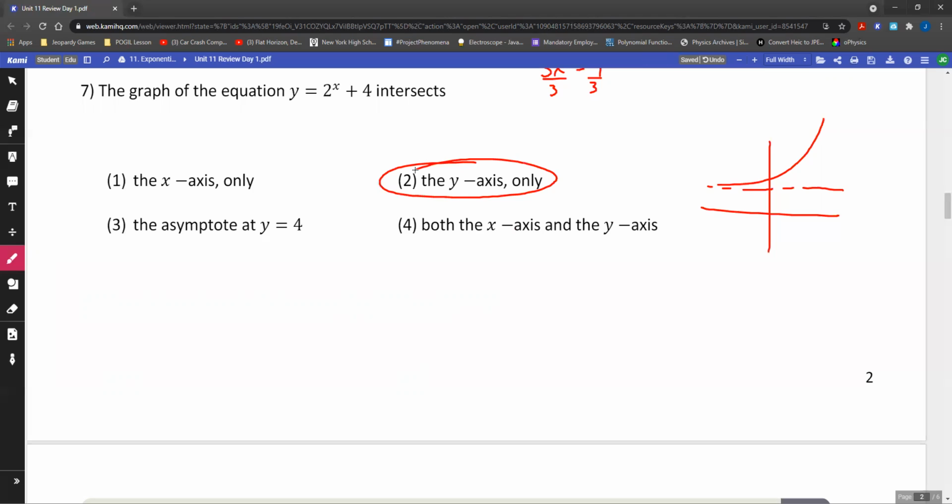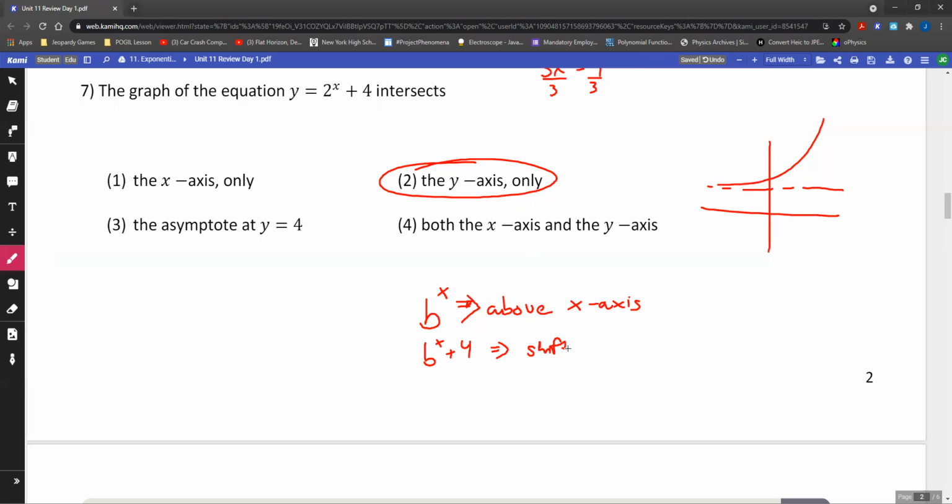Now, the way you can kind of figure this out is, for the most part, any exponential function that's something like b to the x will always be above the x-axis. So it will only cross the y-axis. It won't cross the x-axis ever. If you add something to this, all that does is shift the equation up. So it will still be above the x-axis, only crossing the y.